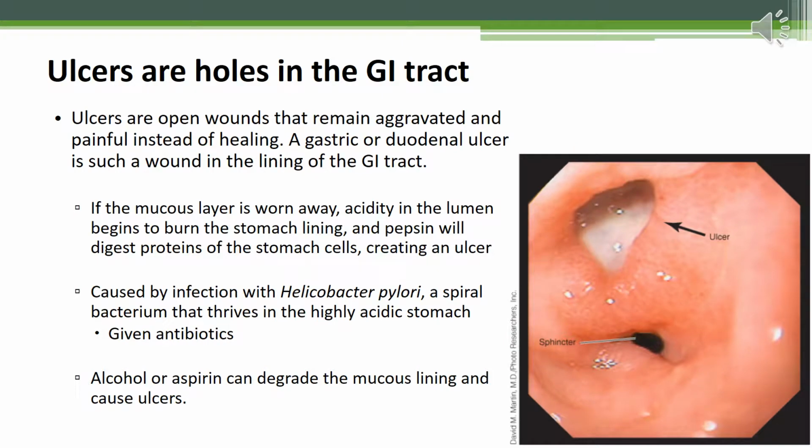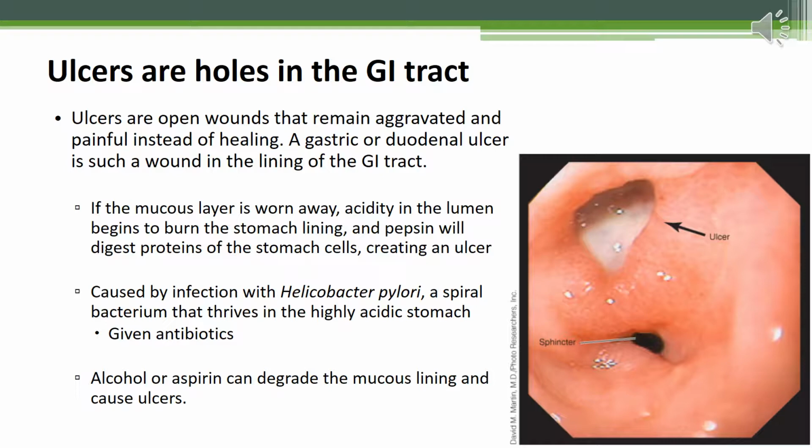So what happens when the stomach acid eats through parts of digestive organs? Well, a hole called an ulcer is formed, and these are open wounds which remain aggravated and painful and don't really heal very fast. And there are at least two types of ulcers. There's gastric ulcers in the stomach, or duodenal ulcers in the small intestine. These occur when the mucus layer is worn away and the acidity in the lumen or hollow portion of the digestive system begins to burn the stomach or intestinal lining. This allows pepsin to digest proteins of the stomach or intestinal wall, which creates a hole in that organ called an ulcer.